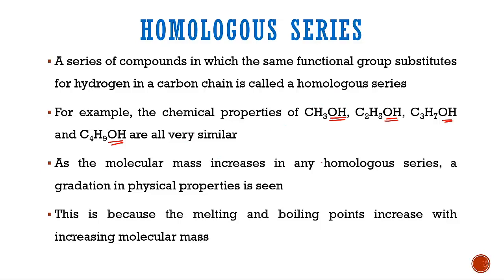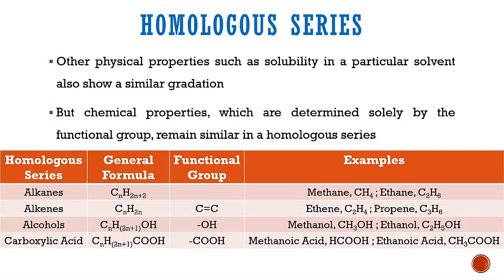As the molecular mass increases in any homologous series, a gradation in physical properties is seen. That is, a slight variation, a slight change is seen in the series. This is because the melting and boiling points increase with increasing molecular mass, and this is a very fundamental concept of chemistry. Other physical properties such as solubility in a particular solvent also show a similar gradation, because as we already know, when the molecular mass of a compound increases, its solubility tends to decrease, and this is a general rule.